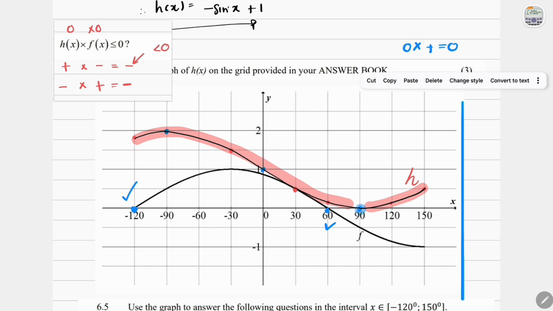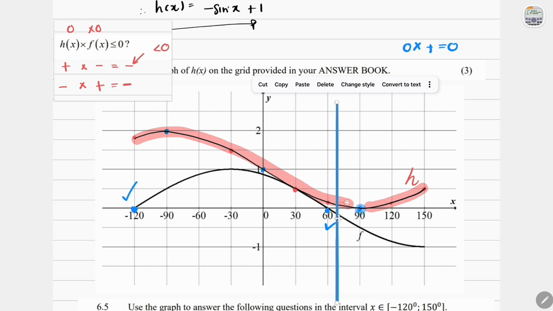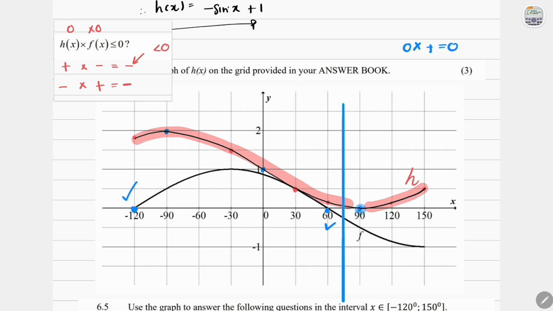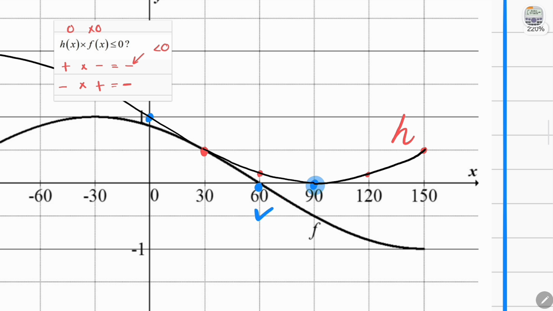When we keep moving to the right from this point, you see that after this, the graph of f is now negative, and the graph of h is positive. When they multiply, they will give you a negative value. Still negative and positive, until the graph reaches 90 degrees. So it's also working all through here, and we can also just mark these points as well. It's also working from 60 degrees all the way to 120 degrees.